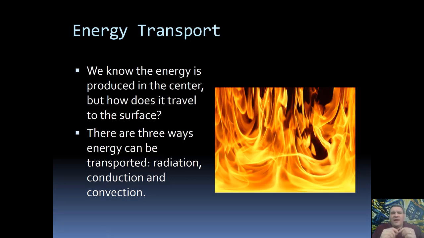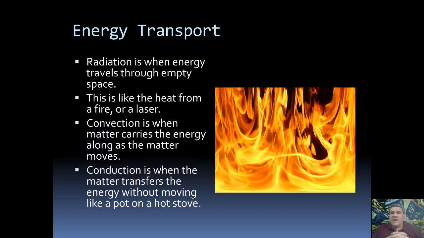We know that the energy is going to be produced at the center, and then somehow it has to transport out to the surface. There are only three ways that energy can travel: as radiation, through the process of conduction, and through convection. The idea of radiation we've actually touched on previously. Radiation is where the energy is traveling through empty space as light. Light is carrying the energy for us.